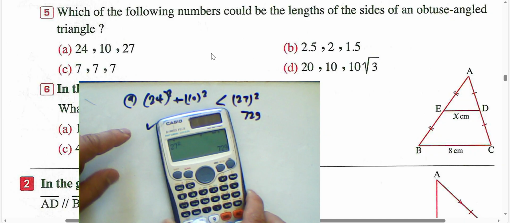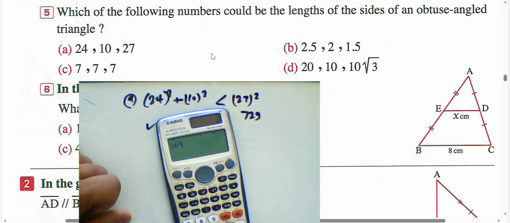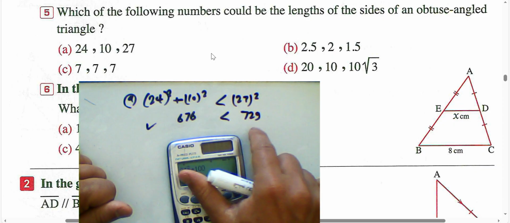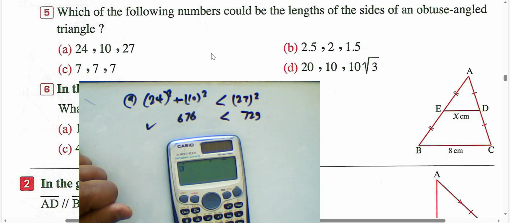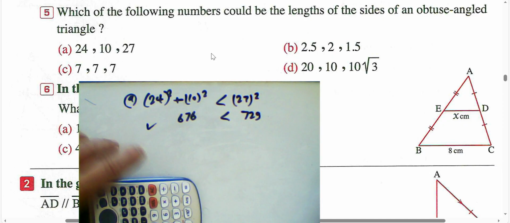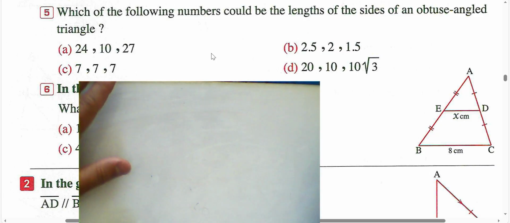Okay, again, 24 power 2 plus 100 equals 676, and this number, 27 power 2, equals 729. Then you must choose letter A. Okay, next question.